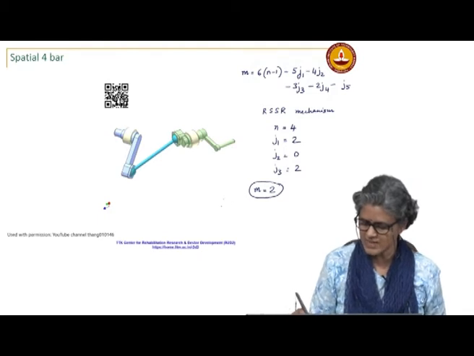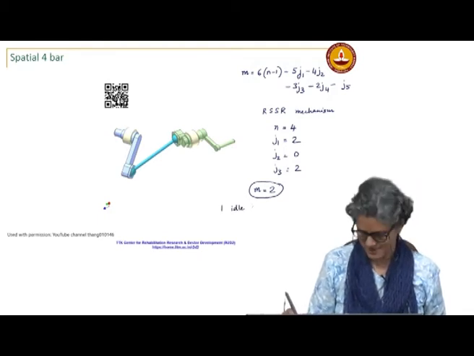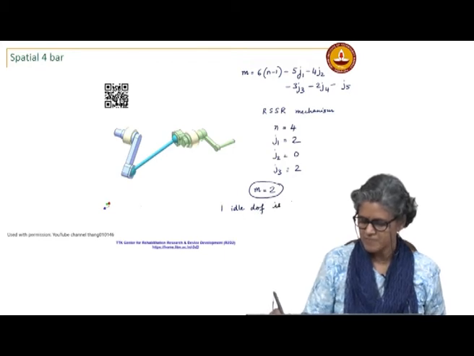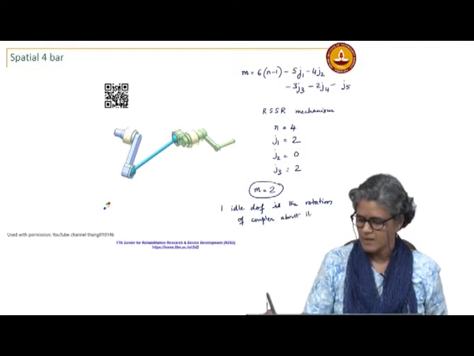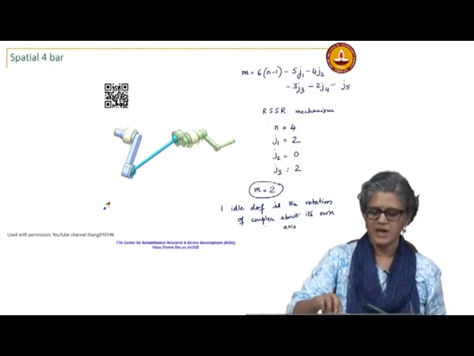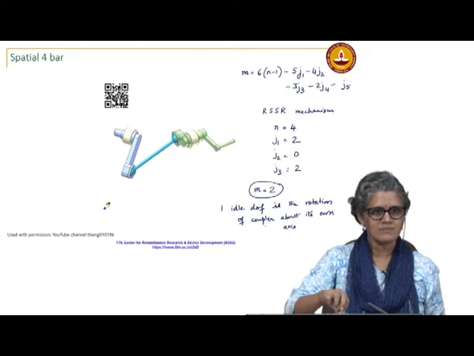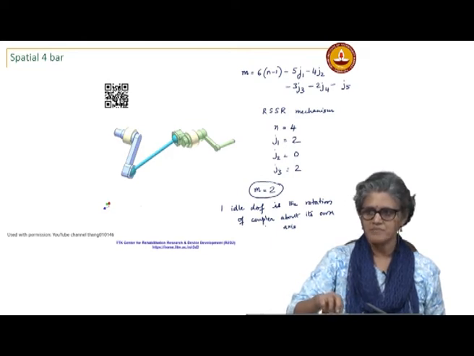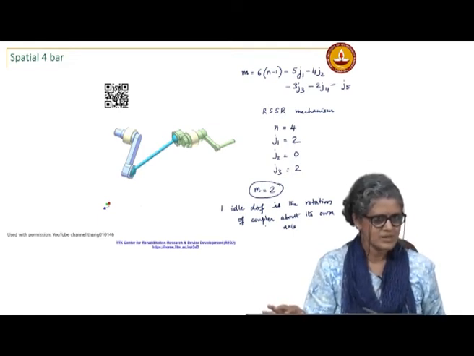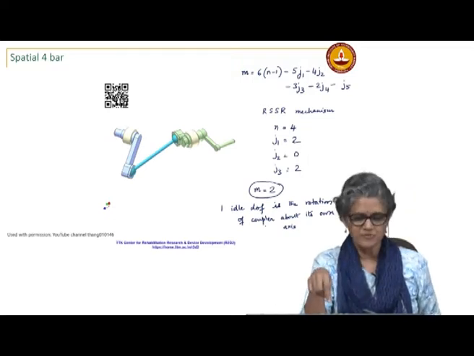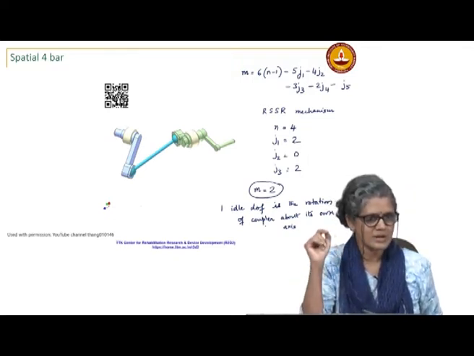So, what is this idle degree of freedom here? Rotation of the coupler. Idle degree of freedom is the rotation of coupler about its own axis. So, I can keep this mechanism in this position and I can just spin that coupler, right. I can spin this coupler and it will not affect the input output relationship. So, that makes it an idle degree of freedom with this input and output.